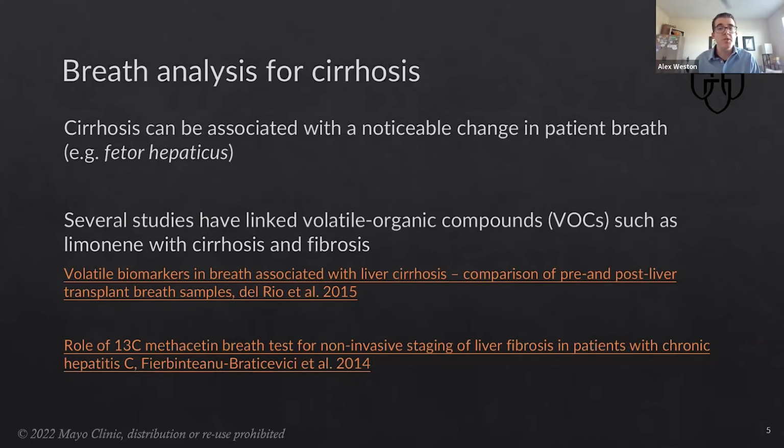Cirrhosis has long been known to be associated with what clinicians call fetor hepaticus. It's a notable change in the odor of a patient's breath. It's described as being musty, and this has been described for hundreds of years. More recently in the literature, several of these VOCs, particularly limonene, have been linked with cirrhosis and fibrosis.